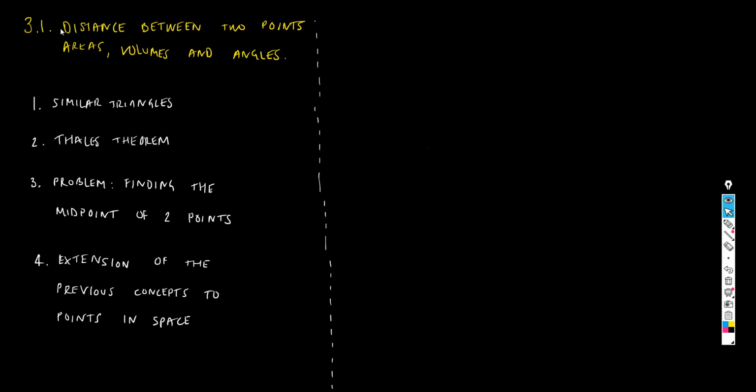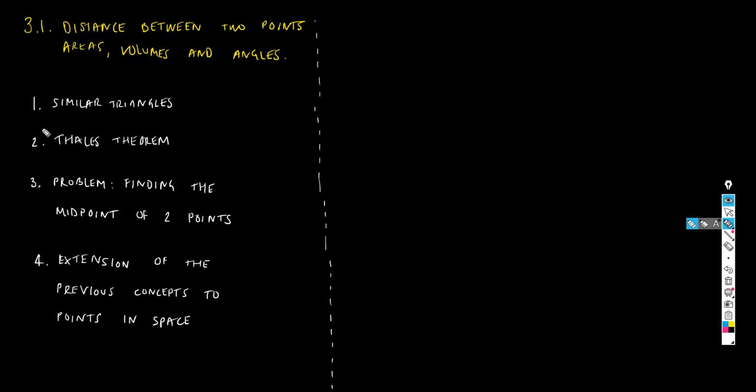We're going to continue with lesson 1 for topic number 3, which is about distance between 2 points, areas, volumes, and some angles. And we're going to talk in this lesson again about the distance between 2 points and some other concepts related to this idea. Okay, what do we have to do today?